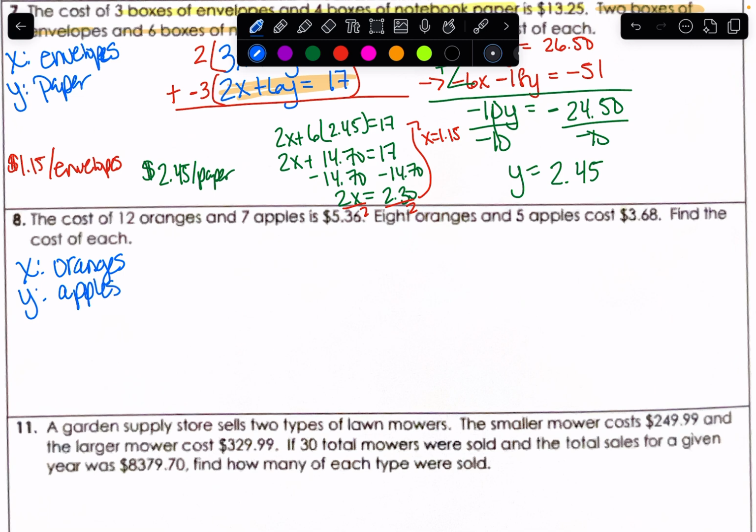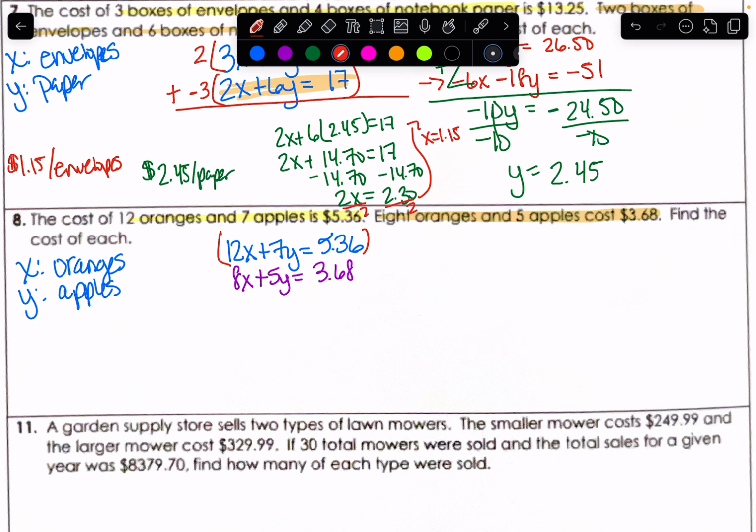So I see my first equation tells us that 12 oranges and 7 apples is $5.36. So I should have 12x plus 7y equals 5.36. For my second equation, 8 oranges and 5 apples cost $3.68. So 8x plus 5y equals 3.68. All right, so now I need to go ahead and eliminate something, and I need to have some opposite coefficients. I'm going to choose to get rid of my x's because why not, okay?